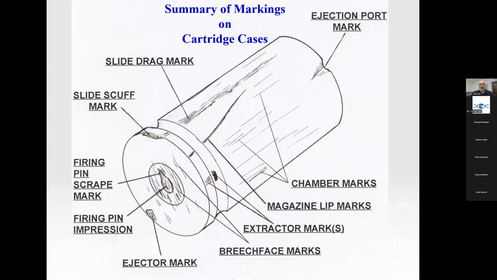This is a diagram showing the typical marks on a cartridge case. The breech face marks are the most important because they're easily seen. They have class characteristics that we can look at, and I'll talk about that in a minute. But these are the marks that we tend to look for on cartridge cases.